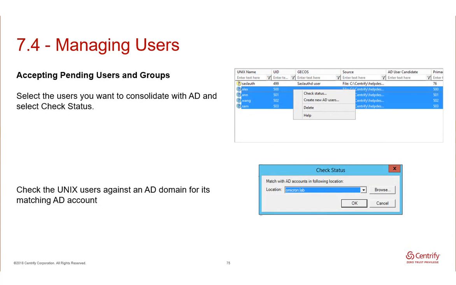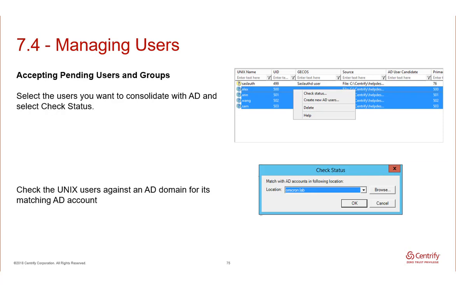Now, the import process is only the first step. Now that we have the users in place, we want to consolidate them. This requires us to check the status on those users and compare them to Active Directory. When we import users, they're put into a pending status, so we have to accept them. In order to do that, we need to select the users we want to consolidate with Active Directory and select Check Status.